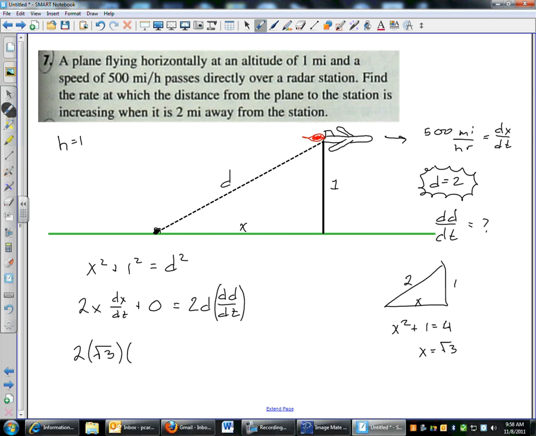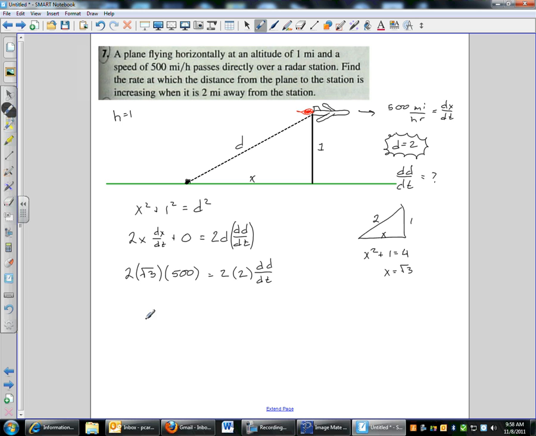Do we know what dx is? 500, that was given to us. Plus 0 equals 2 times, do we know what d is? 2, very good. And dd dt is what we're looking for. Plug in, now we solve, divide by 2 times 2, and this thing would clean up to 250 times the square root of 3 equals dd dt.